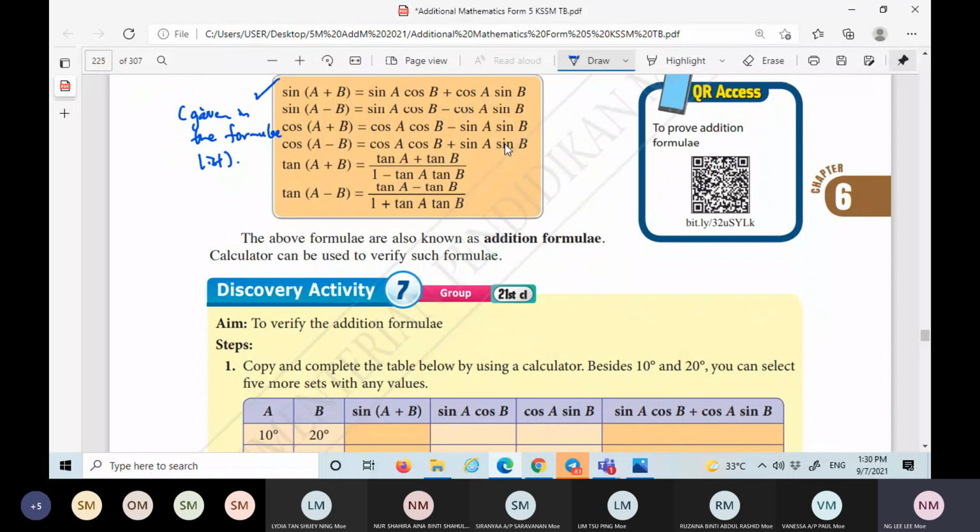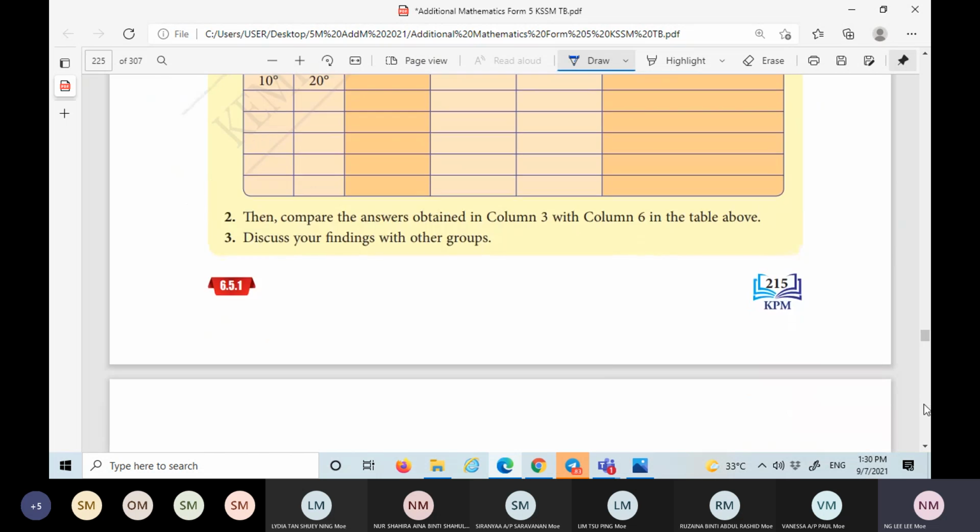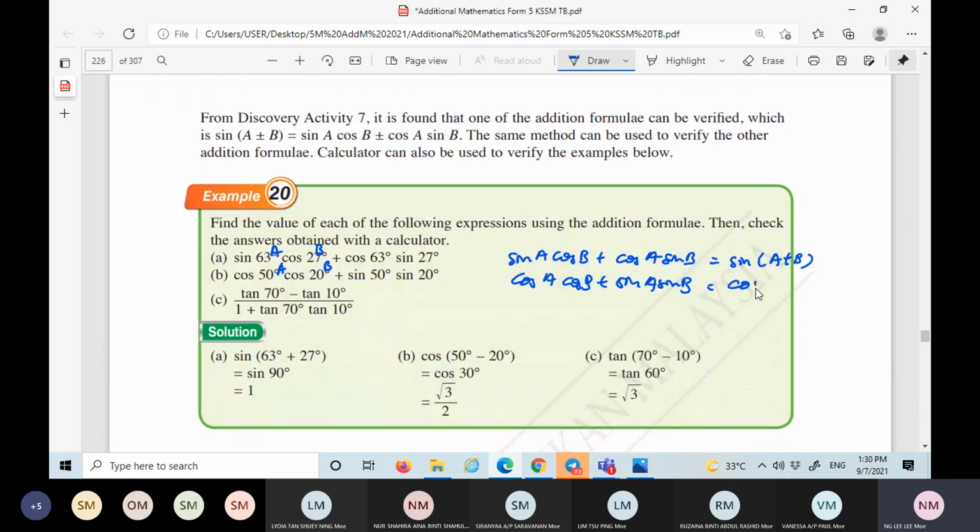Just now that one was what? Plus, so this is minus. So the answer is cos A minus B. This is how you use it. Cos A minus B, so 50 minus 20. Then this is the answer.